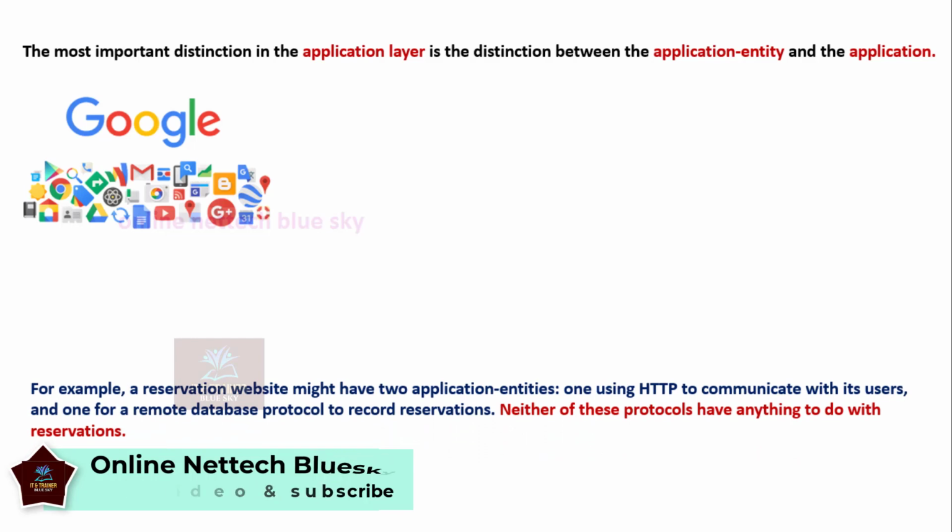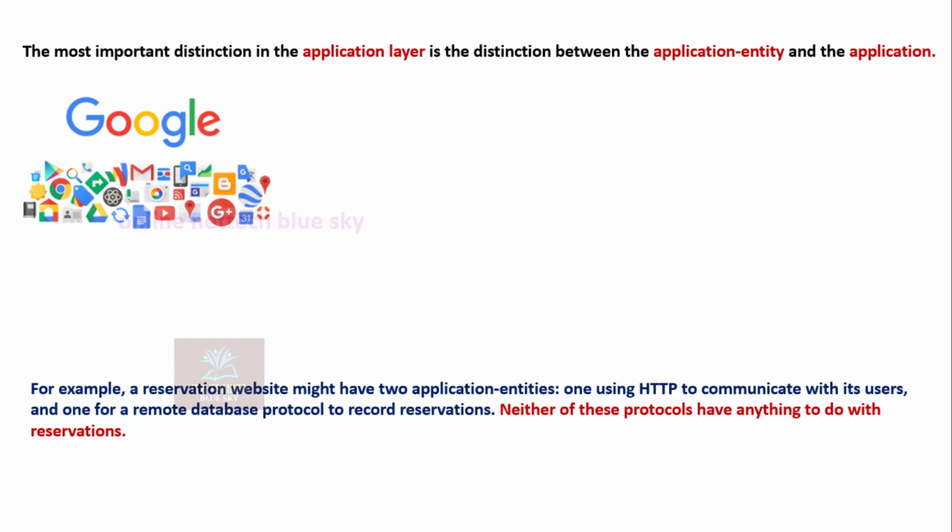For example, a reservation website might have two applications in it. Okay, one uses HTTP to communicate with its user, and one uses a remote database protocol to record reservations. That is one type of application. Neither of the protocols has anything to do with reservations. Okay, so that is the main important example. So HTTP is communication with a website, HTTPS is a website.